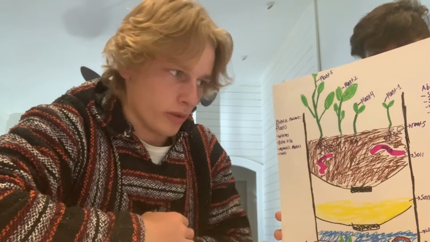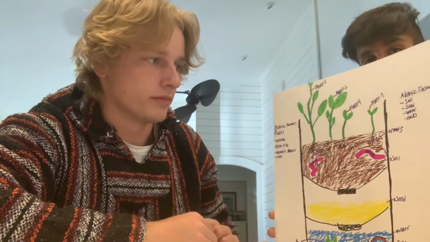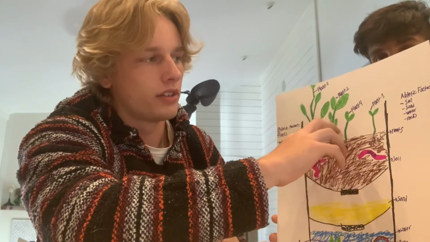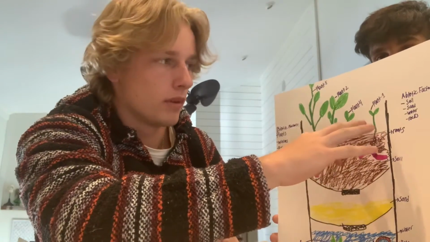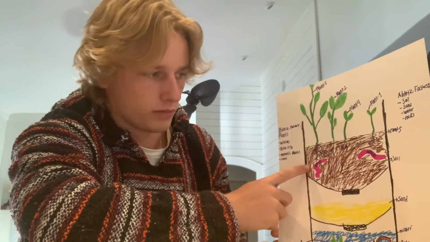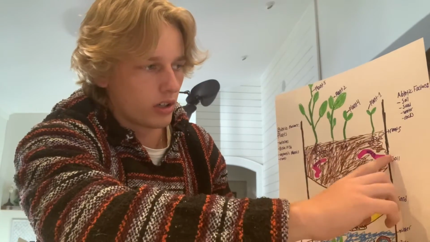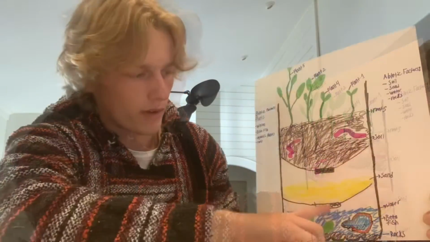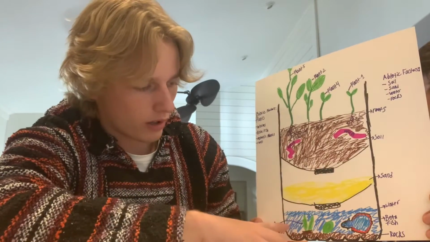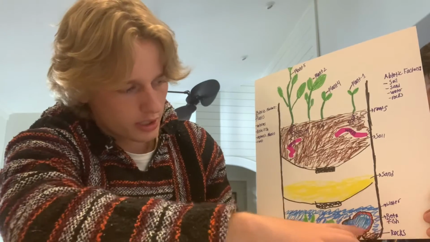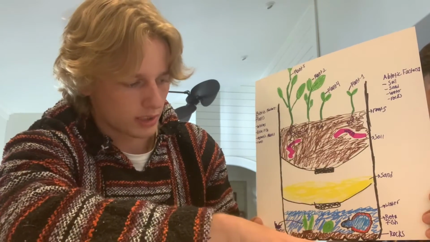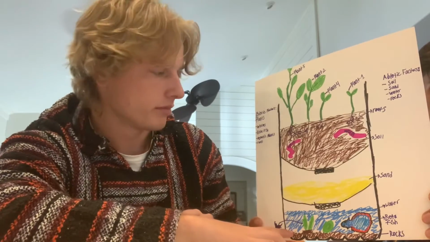Our Ecocolumn diagram. Here we have our plants that grew. Plant 5, plant 2, plant 4, and plant 1 all grew, but plant 3 died. I've labeled our worms, our soil, our roots. We have our filter, which was sand, and then we have our aquatic area, which had our betta fish, our gravel or rocks at the bottom, and then our aquatic plants.